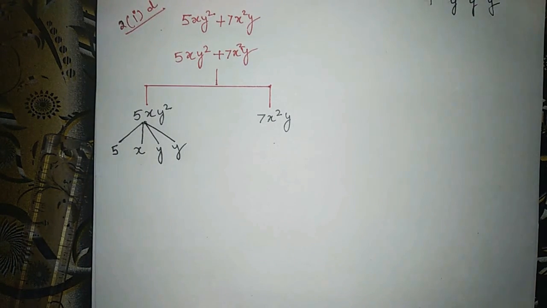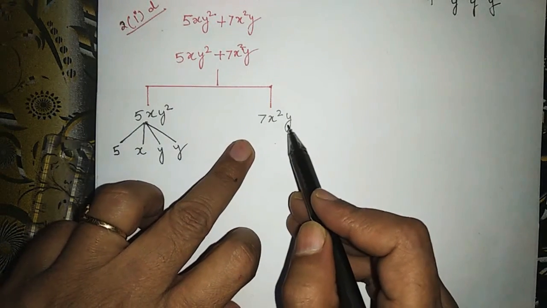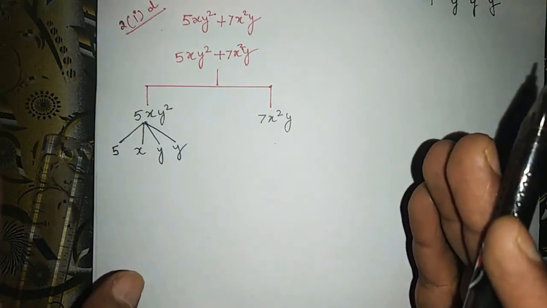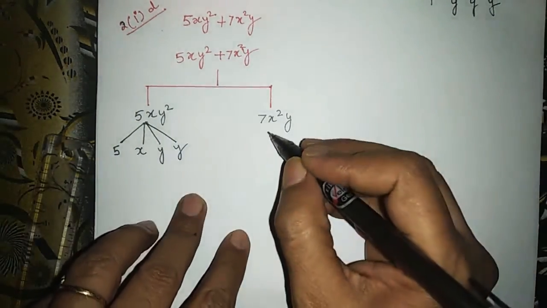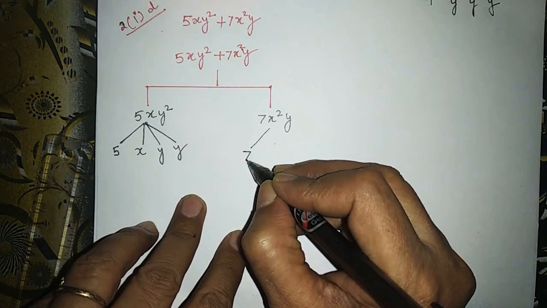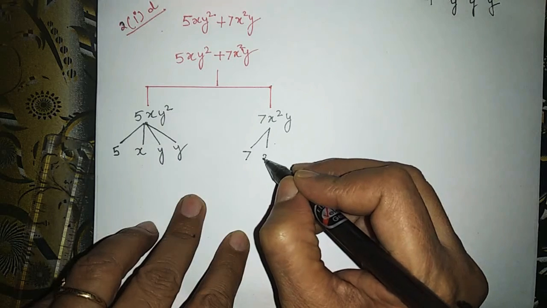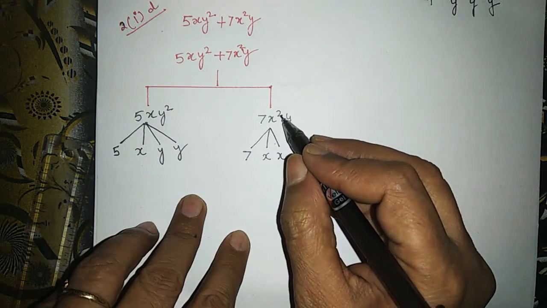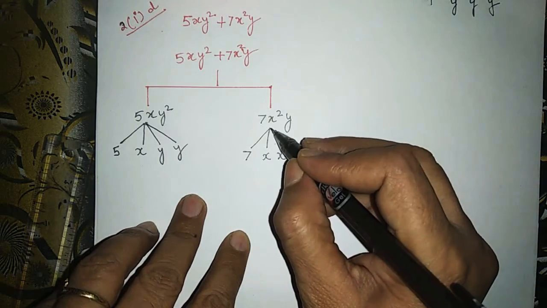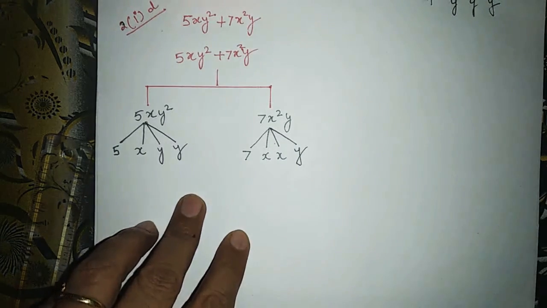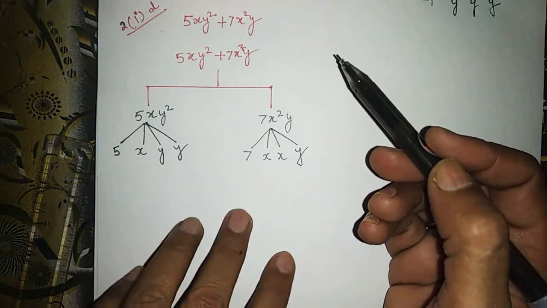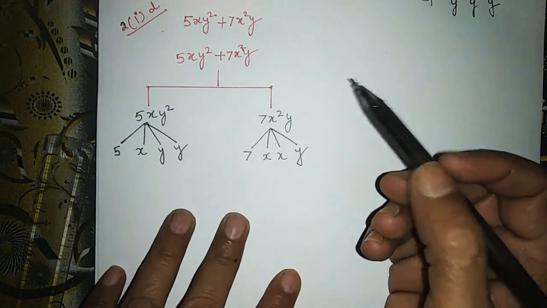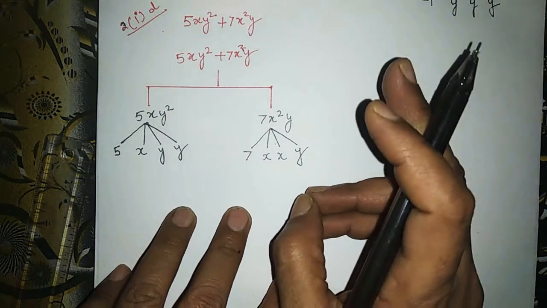Now the second term is 7x square y. Now for this we will write factors. Here 7 and then x and one more x we will write, because here x square is there, and only one y we will write. Okay, children, now I think you are clear about the tree diagram. Children, the E part of this question you have to do.